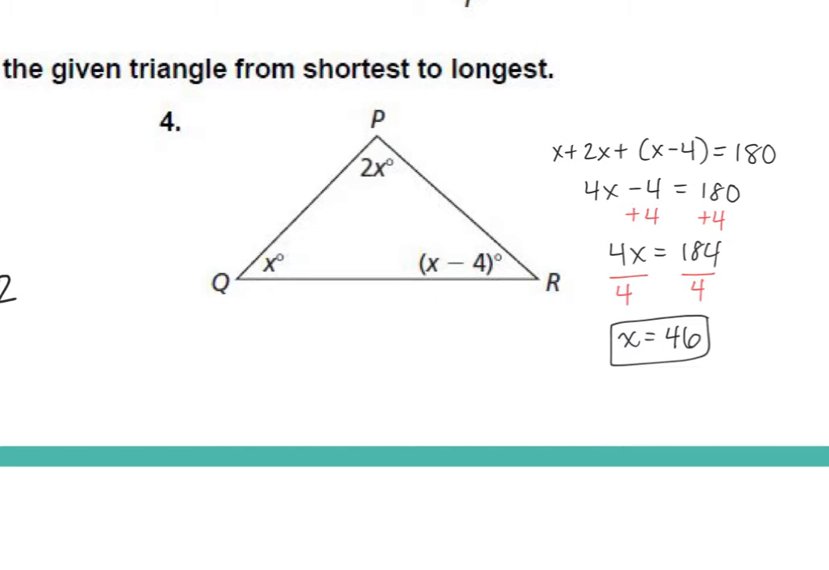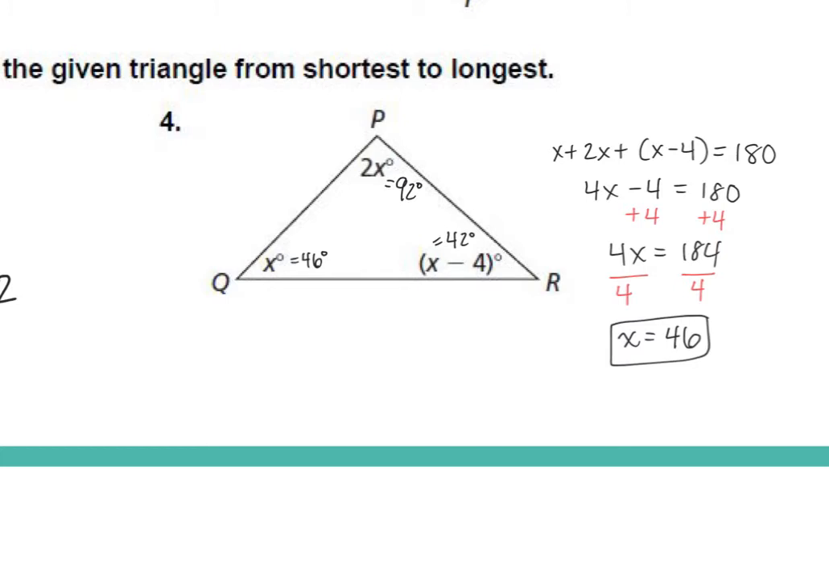Now all we have to do is plug this in for our x and then figure out which ones we've got. Well, this one's just x, so this is 46 degrees. What's angle P going to be? 92. Very good. You just take 2 and multiply it by 46. And what if we took x minus 4? What are we going to get there at R? 42.